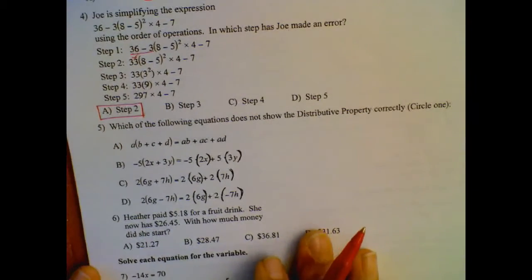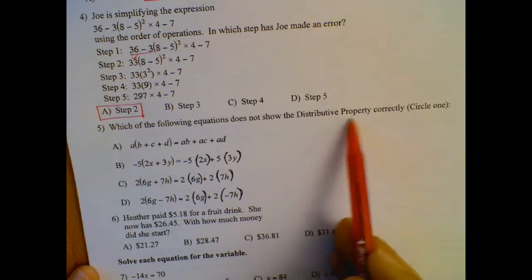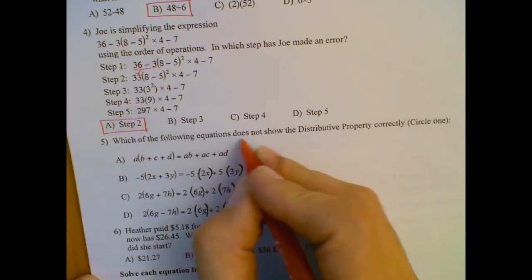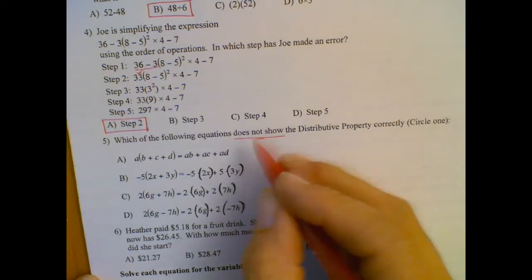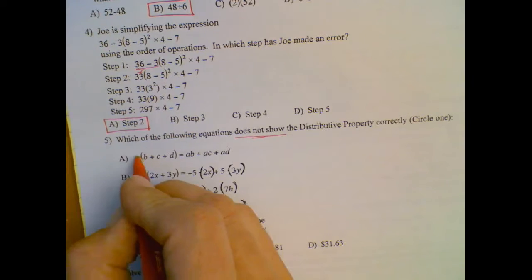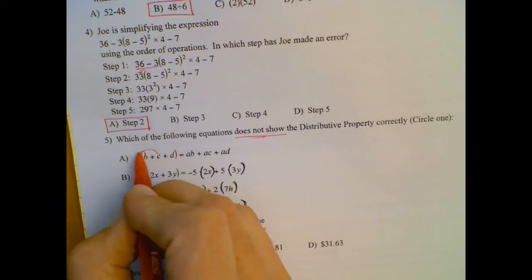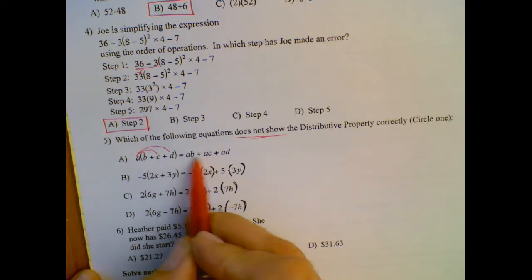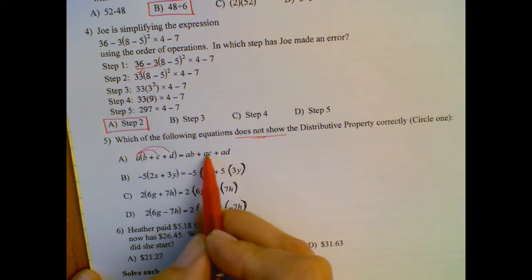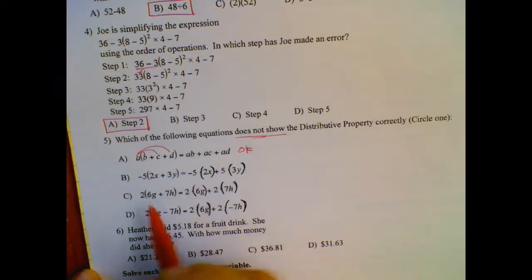Number 5. Which of the following equations does not show the distributive property correctly? So I want to know what's incorrect. So if I look at my choice A here, it's going to be A times B plus A times C plus A times D. Well, that's exactly what this is. A times B plus A times C plus A times D. So this is okay. There's nothing wrong with that.